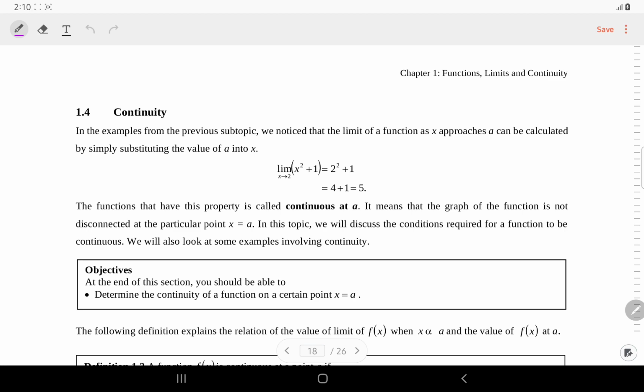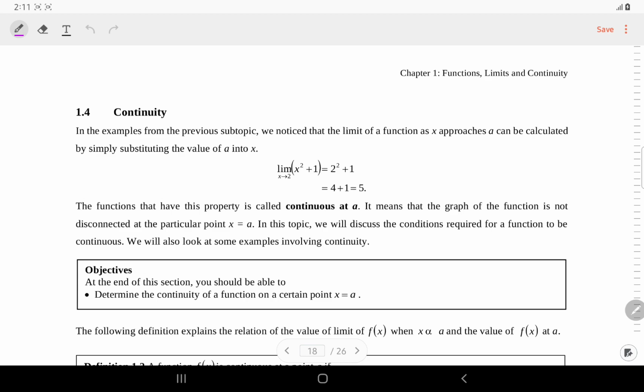How do we know whether a function is continuous or not? If the function is continuous, we can trace the function's graph without lifting the pencil from the graph. Meanwhile, if we have to lift the pencil to trace the graph, we can say that the function is not continuous, or discontinuous.